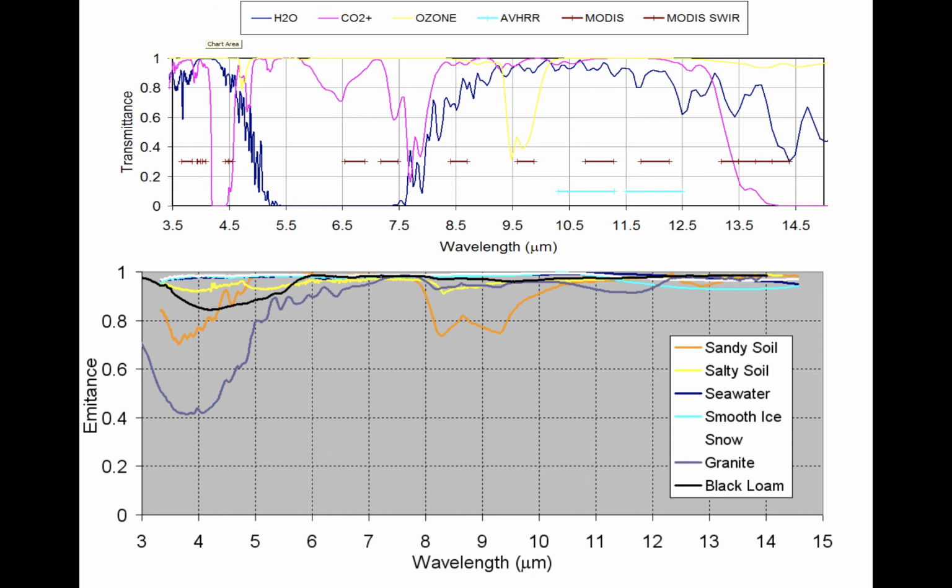Some of the surfaces plotted are close to perfect emitters in the IR, such as smooth ice or salty soil. However, some of the surfaces are not. For example, seawater, although a good emitter in the atmospheric window generally, is actually not a good emitter at around 4 microns. Sandy soil cannot be approximated as a black body between roughly 3 and 5 microns or 8 to 11 microns.